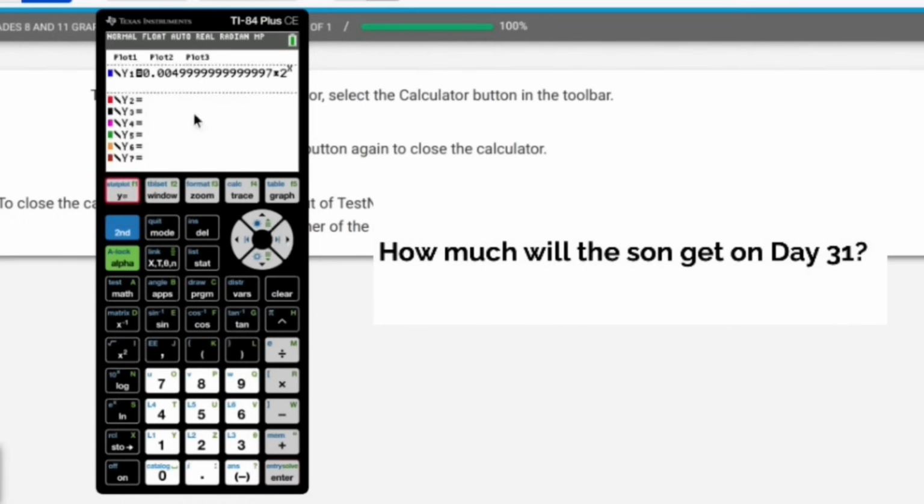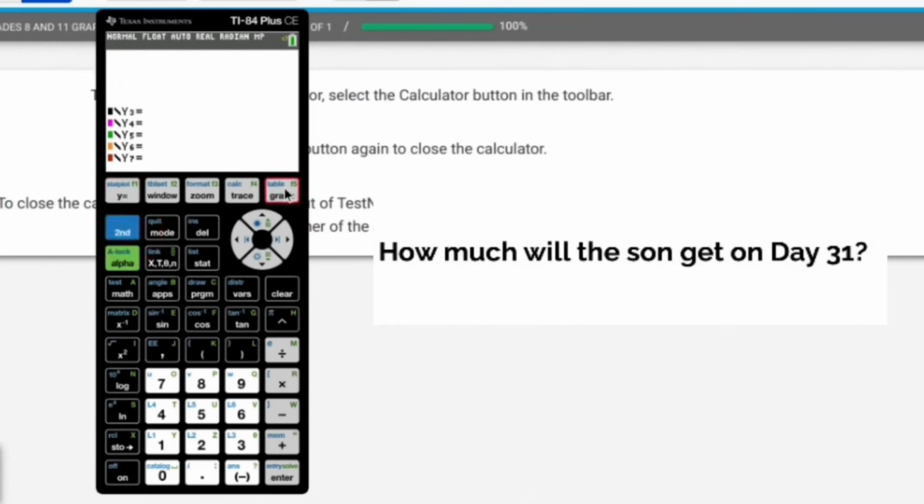It's just, God forbid, it gives you 0.005. It has to do all of that. So thank you, TI-84 Plus. You guys are great. We care about what happens on day 31. It can't be that bad. I mean, you're only getting a penny to start out with. It can't be that bad.